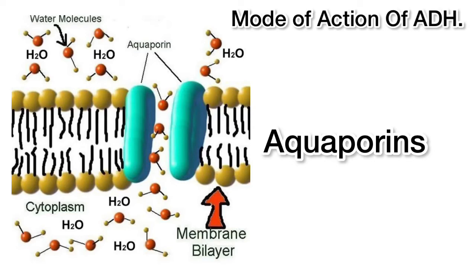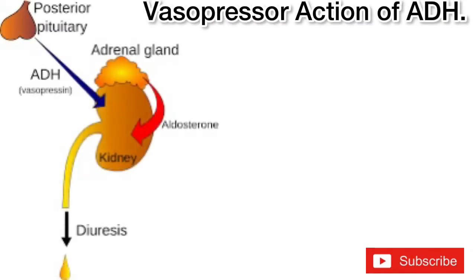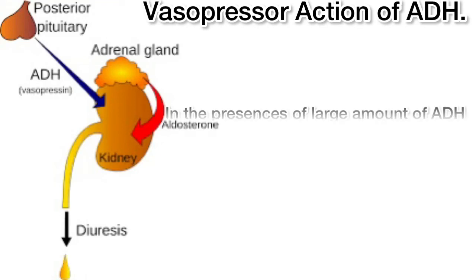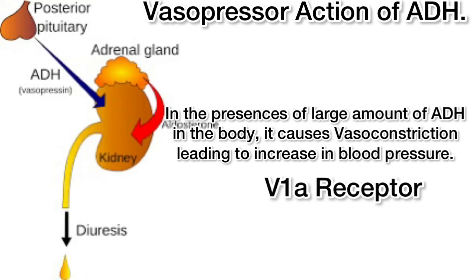All right, so let's now talk about another action of antidiuretic hormone, which is the vasopressor action. When there is a large amount of antidiuretic hormone, it shows vasoconstrictor actions, particularly causing constriction of arteries in all parts of the body, not just in a particular part, but all parts of the body. So due to this vasoconstriction, blood pressure will now increase. Antidiuretic hormone is able to act on blood vessels through a receptor known as the V1A receptor. So that is the receptor that antidiuretic hormone acts on in blood vessels.